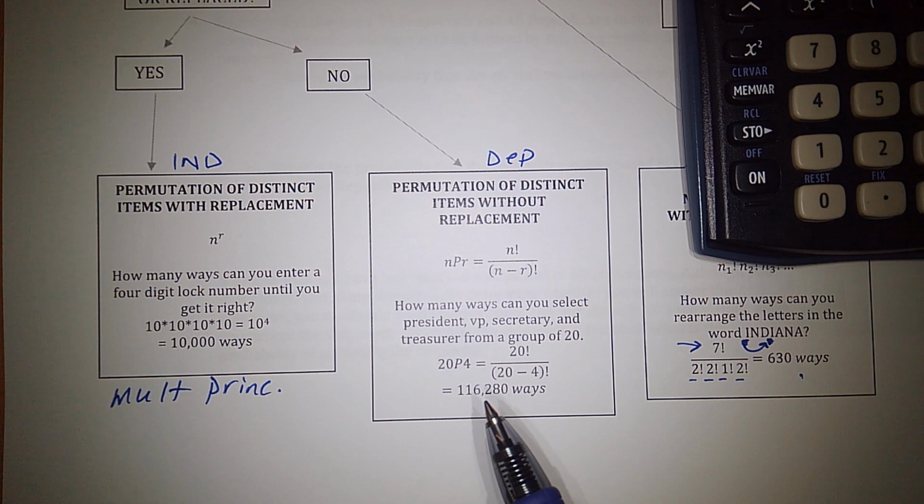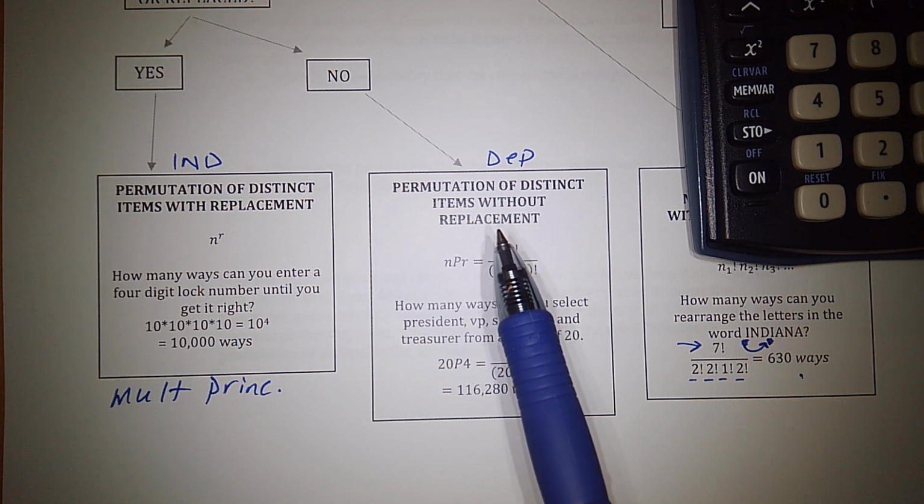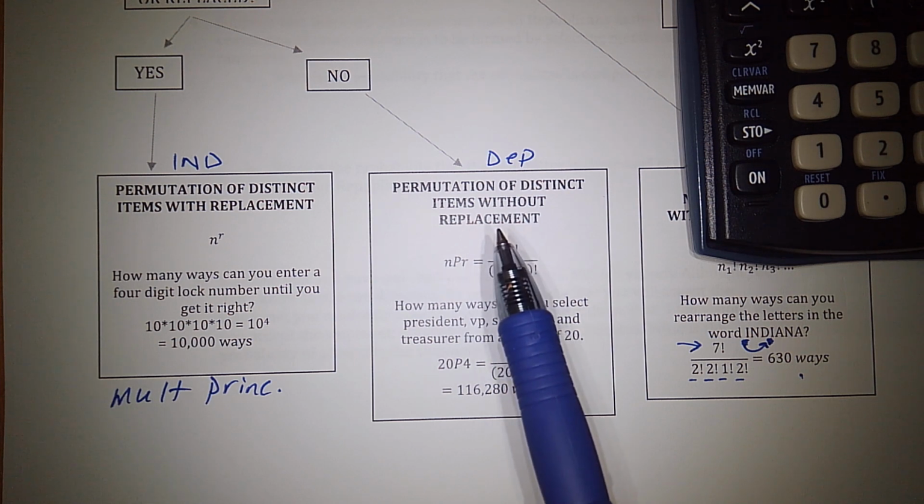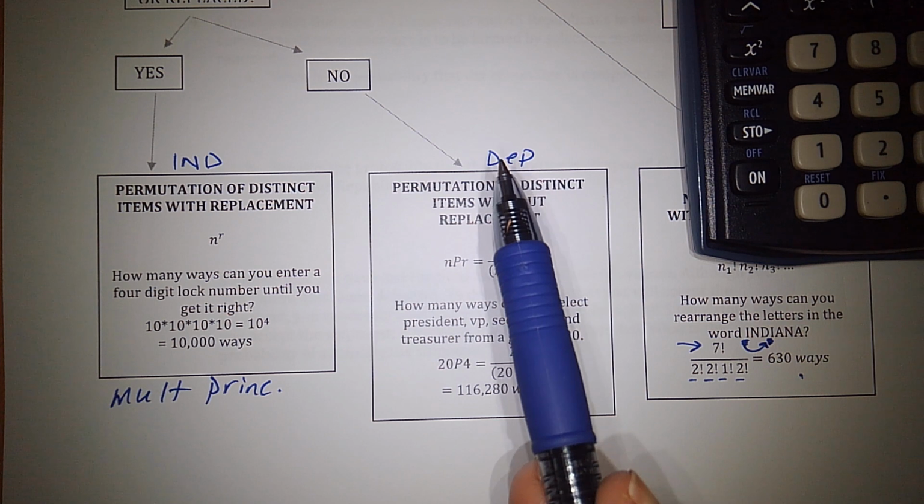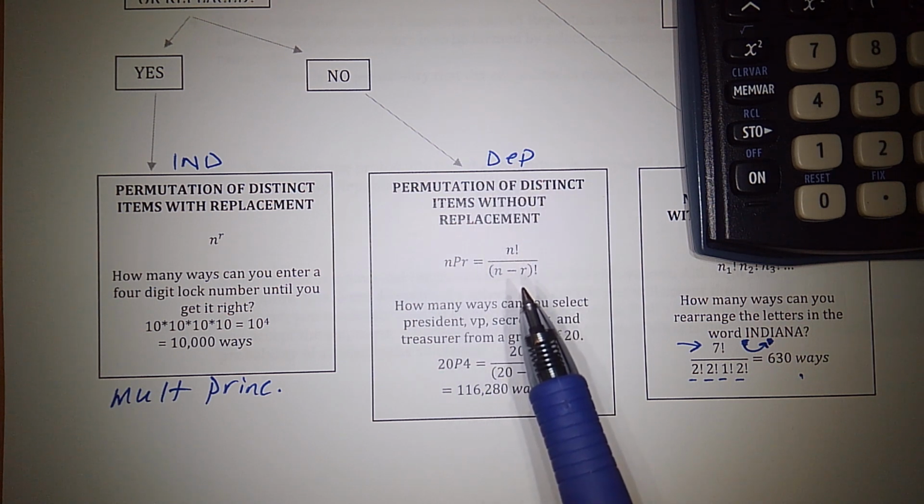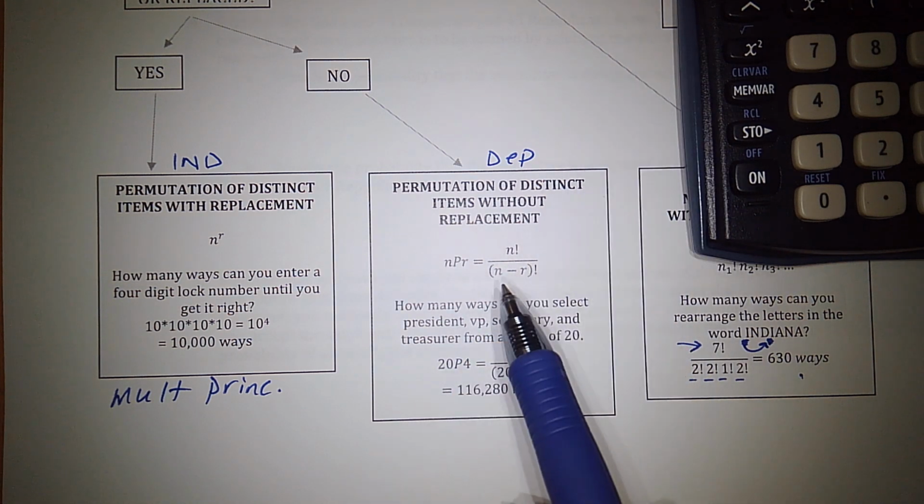Now for the permutation of distinct items without replacement, this time we're not going to replace the item, like selecting 2 queens, for example, but I'm going to keep the first queen out and not replace it back in the deck the second time. This means it's not replacement or they're dependent events. We recommend you use what's called the permutation formula. It looks very similar to the combination formula that we used up here. It's just a little bit different.